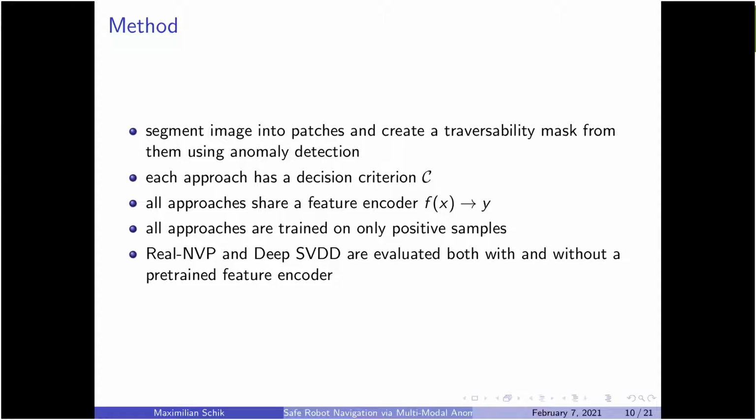Each approach presented in the paper used a decision criterion. So using this decision criterion, we can classify something as an anomaly or as not anomalous. All approaches shared a feature encoder, and every approach was trained using only positive examples. And real NVP and deep SVDD are evaluated both with and without a pre-trained feature encoder, and the feature encoder was pre-trained using the autoencoder.